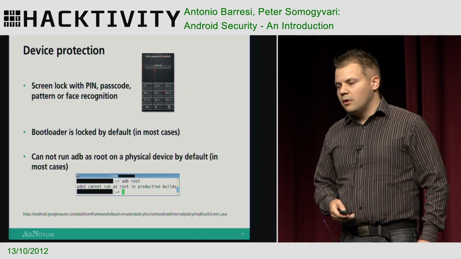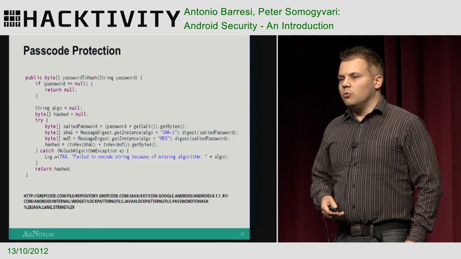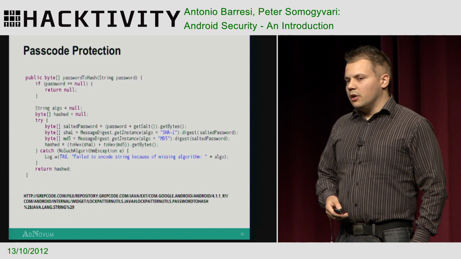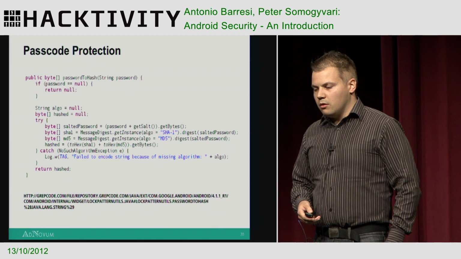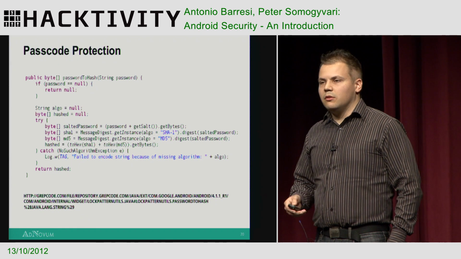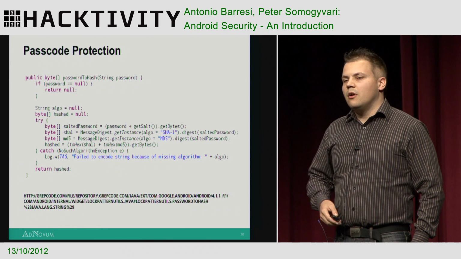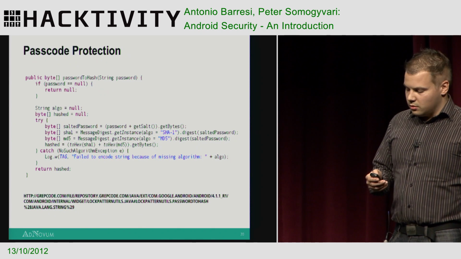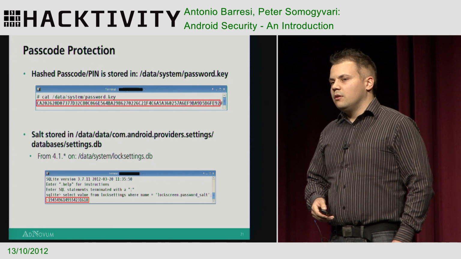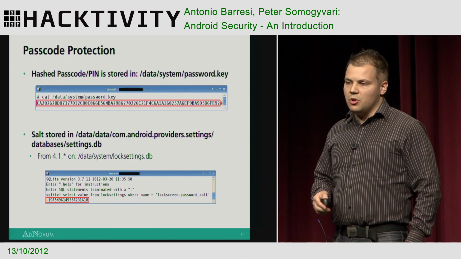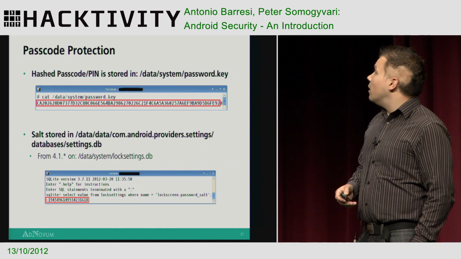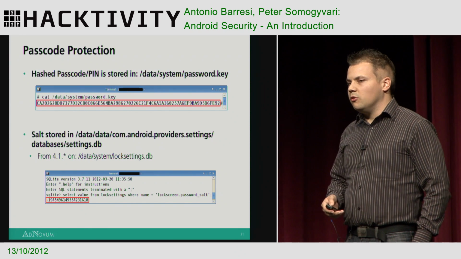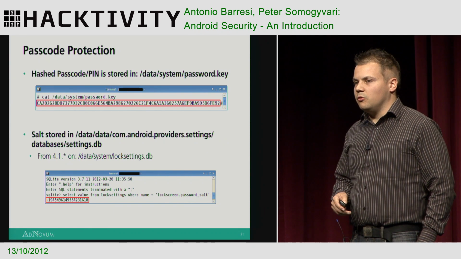And if you choose to lock your device with the screen lock, either with a PIN or a passcode, it will get hashed in a way. It will get concatenated with the salt and then hashed twice, and the results of the hashes will get concatenated again. It will get stored in specific places in your device. That's the important part, that it will be on your device. The place where it gets stored depends on the OS version, because Jelly Bean introduced a new database to store the salt.